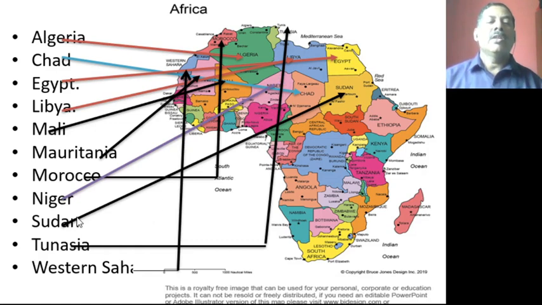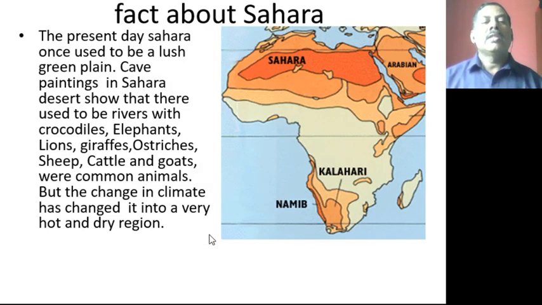And coming to Sudan. Sudan is located in the eastern part of Africa. Now coming to Tunisia. Tunisia is in the northern part of Africa. And the last one is Western Sahara. Western Sahara is located in the western area only. So these are all the 11 countries where the Sahara Desert is located. Now we can see the facts about the Sahara.